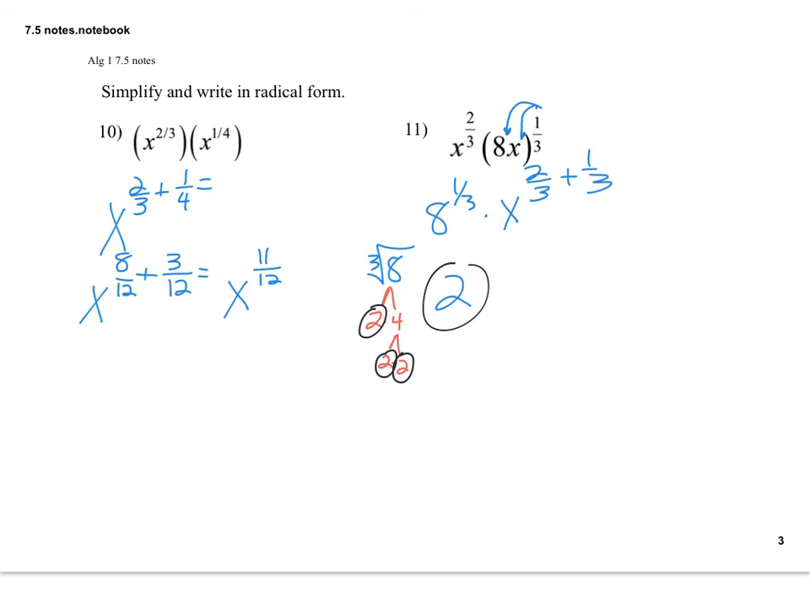Okay, so 8 to the 1/3 power is equal to 2, so I really have 2 times x, and we really don't write that in algebra, so I'll just say 2x raised to the power of 3 over 3, and that's actually equal to 1. And we really don't write a 1 in the exponent in algebra, so really the answer for number 11 is 2x. All right, so that's how you do number 11.